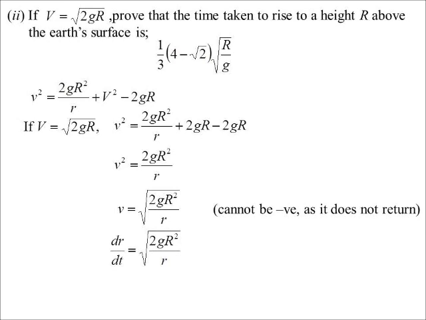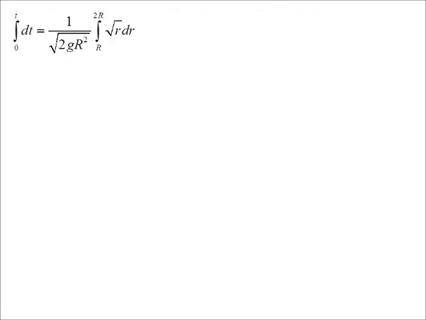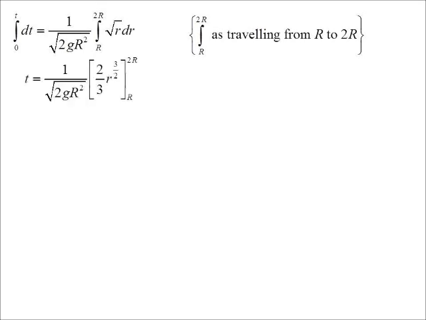let's integrate. Turn it upside down. Separate my variables. Remember, I'm going from the Earth's surface, which was big R, to big R above the Earth's surface, so 2R. So I'm going from R to 2R. 1 on the square root of 2gr squared, again, is just a constant. So all I'm really integrating on the right-hand side is the square root of R. So there is the time it takes.